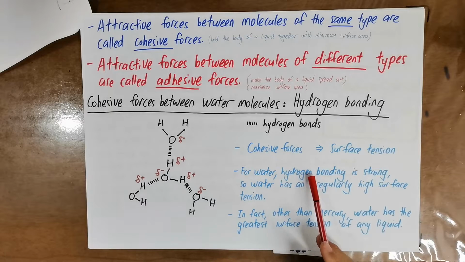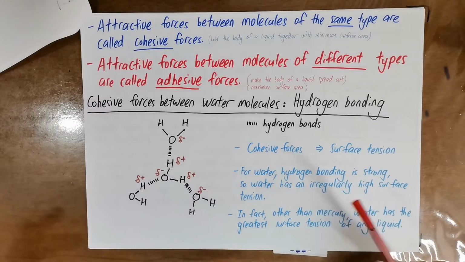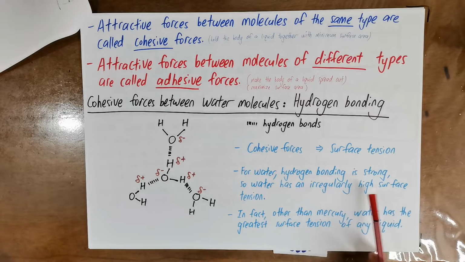For water, hydrogen bonding is very strong. At least it is much stronger than van der Waals forces or some other intermolecular forces. So water has an unusually high surface tension. In fact, other than mercury, water has the greatest surface tension of any other liquid.